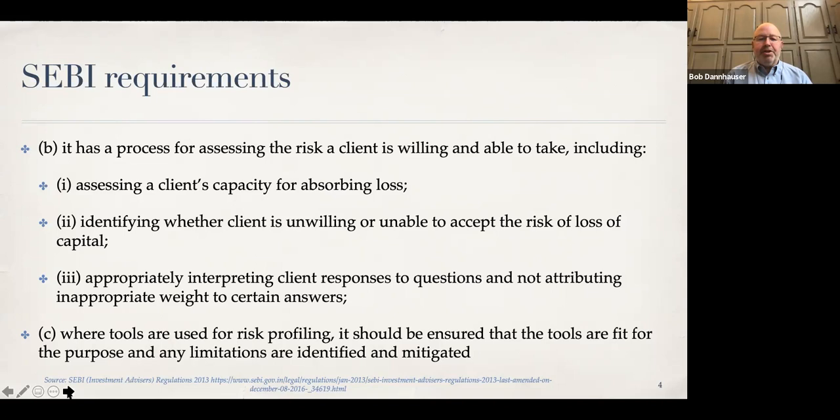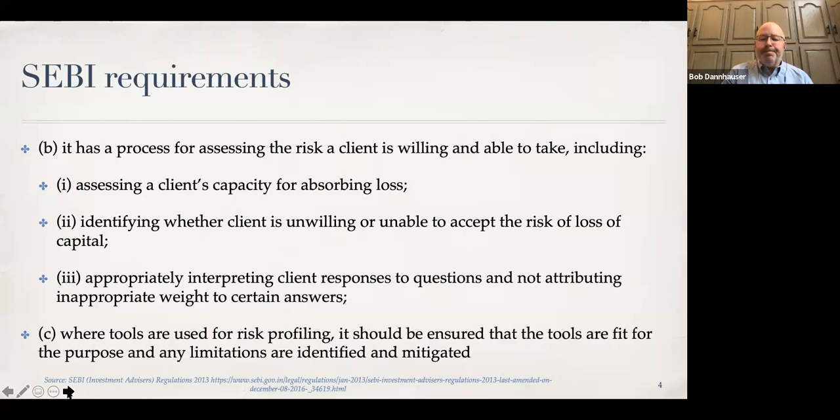Letter C is really interesting. So if you're going to use tools, SEBI is saying, you need to be responsible for assuring that they're fit for purpose and any limitations are identified and mitigated. And one of the things that really came through in my discussions with all of you when I was there in 2016 was that a lot of the risk profiling tools that were available in the commercial market were pretty close to being black boxes. It was really difficult to understand what was going on under the hood. You could certainly walk through the questionnaires that were in them, but it was difficult to understand whether they really were indeed fit for purpose. And we're going to try to talk about some of the things that you can look for today to assure yourself that they are indeed.